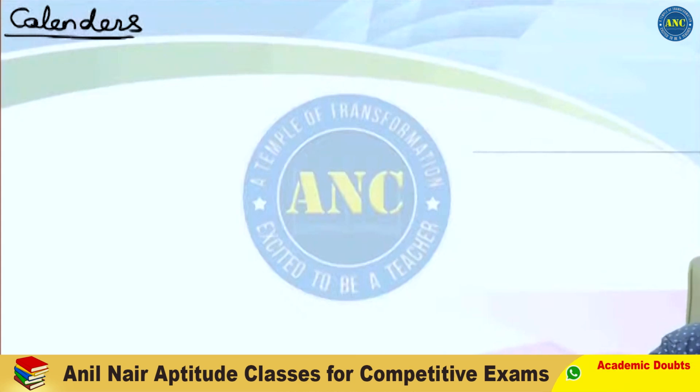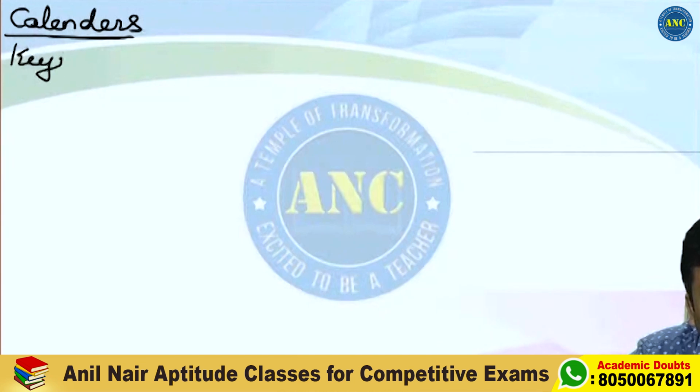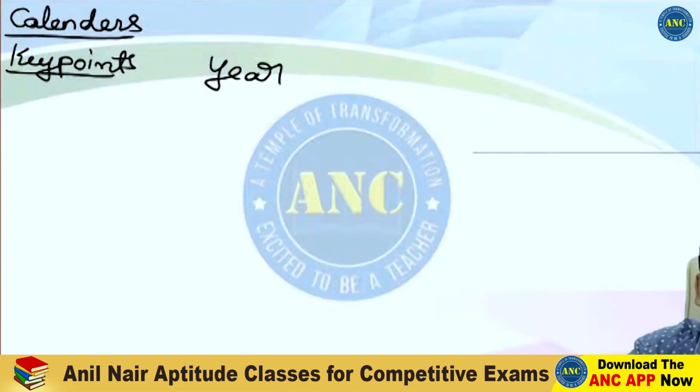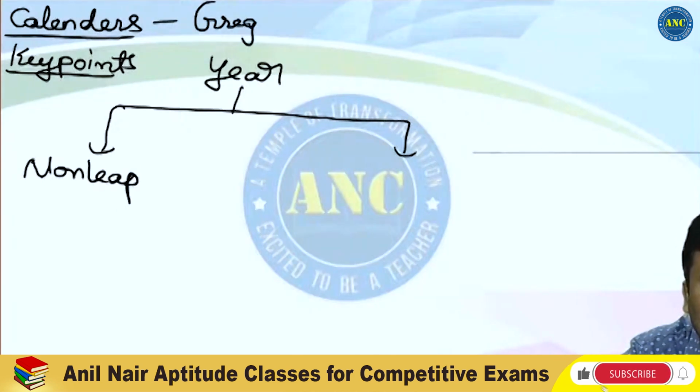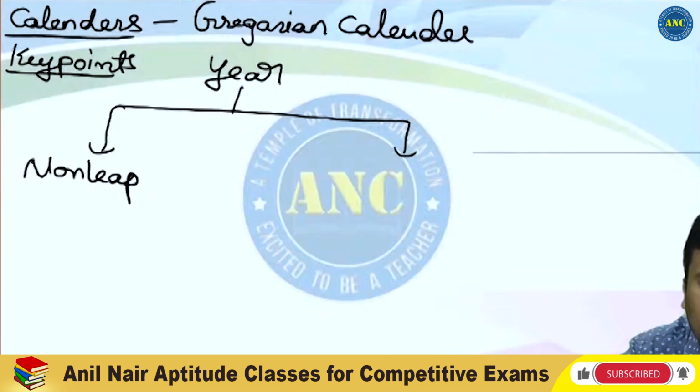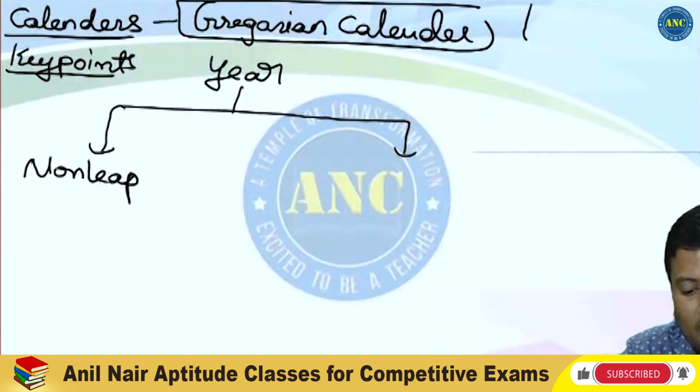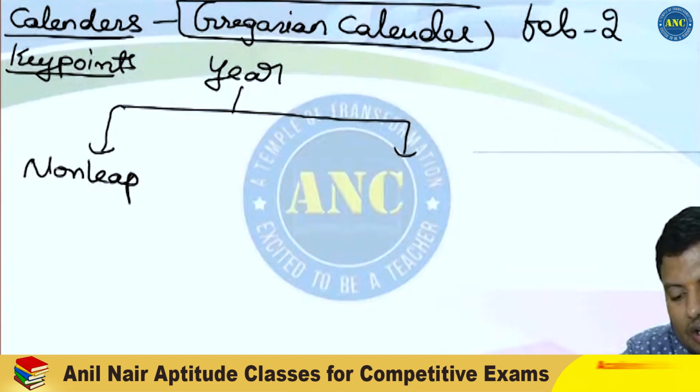Please write down calendars. Now see here. First important key points. Suppose there is a non-leap year. The first thing is we are discussing all the problems under the Gregorian calendar, where February has 29 days.